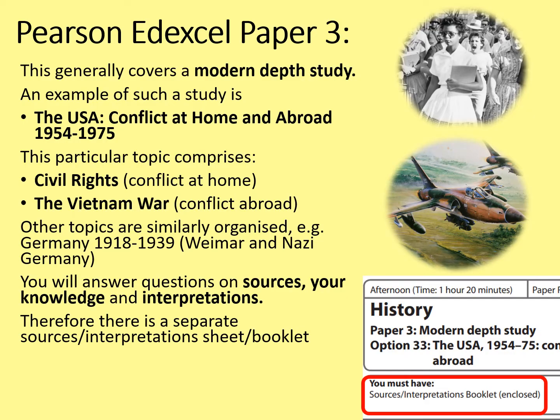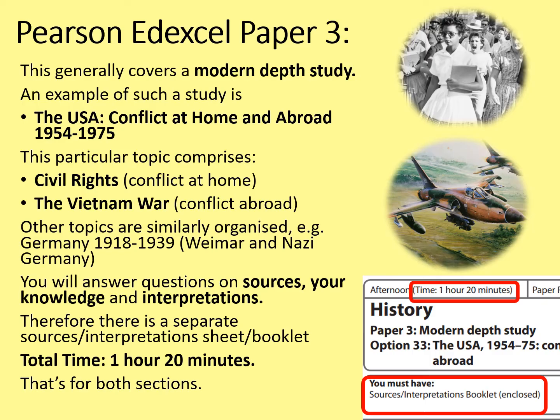You can see that in the instructions on the front page. The total time for this exam is 1 hour or sometimes 1 hour and 25 minutes. You'll find the timings put on the front of the exam paper. That's the time for both sections. It's worth bearing in mind that if you were, for example, doing conflict at home and abroad, it's not necessarily to say that the first section will be on civil rights and the second section will be on the Vietnam War. Actually, it could be the other way round too.